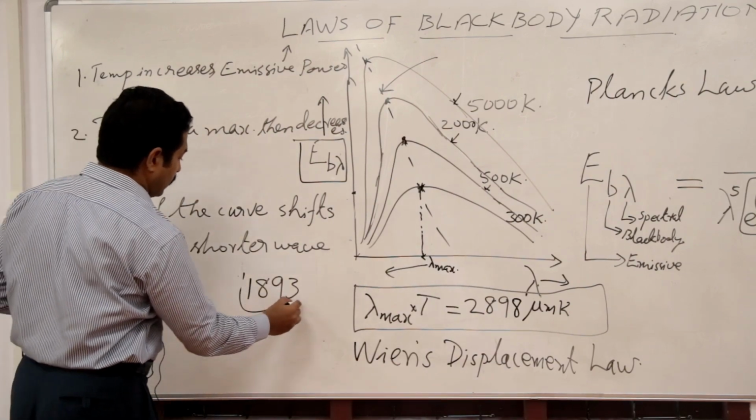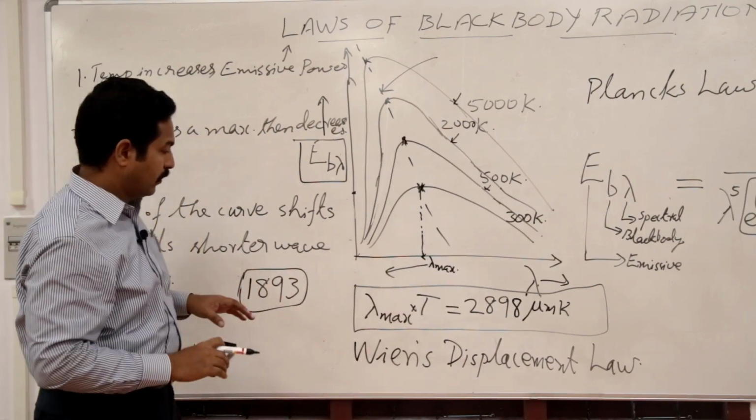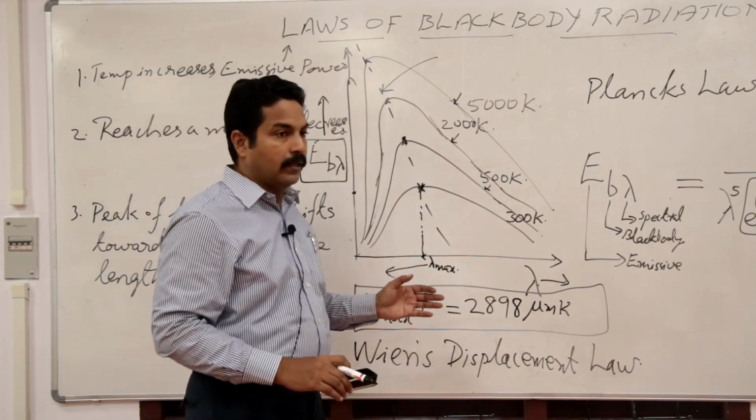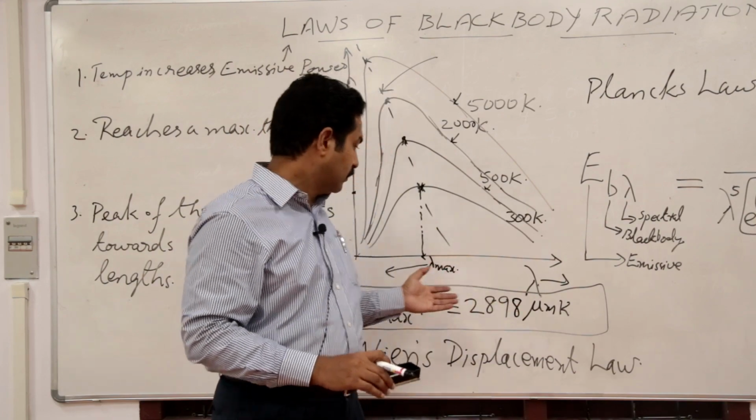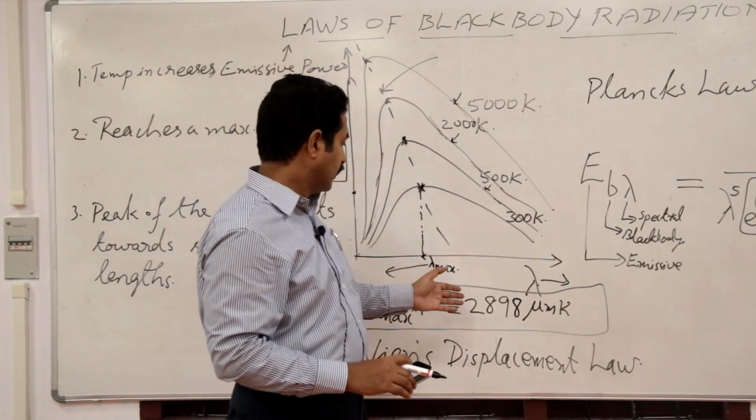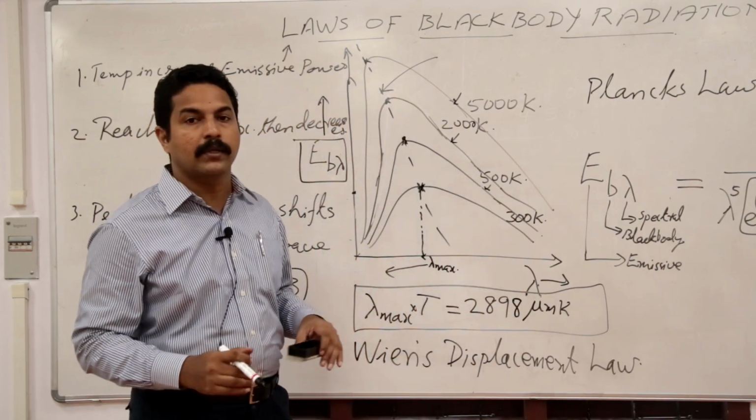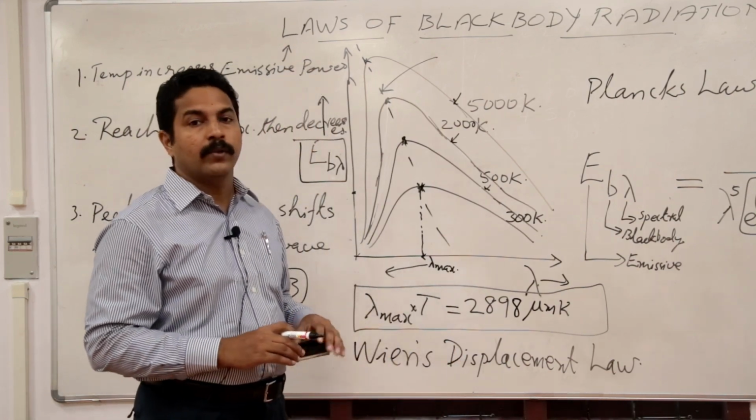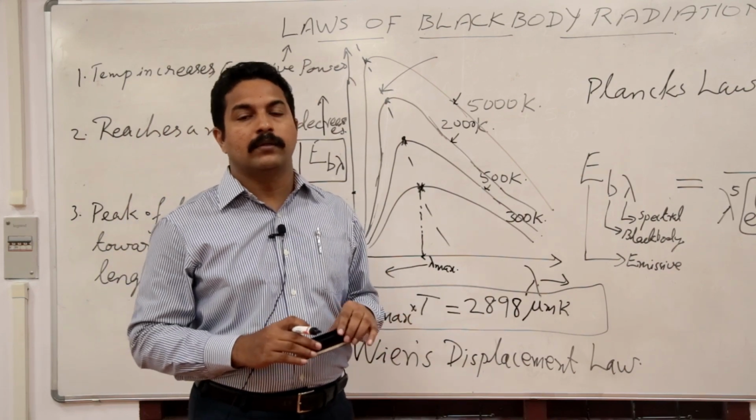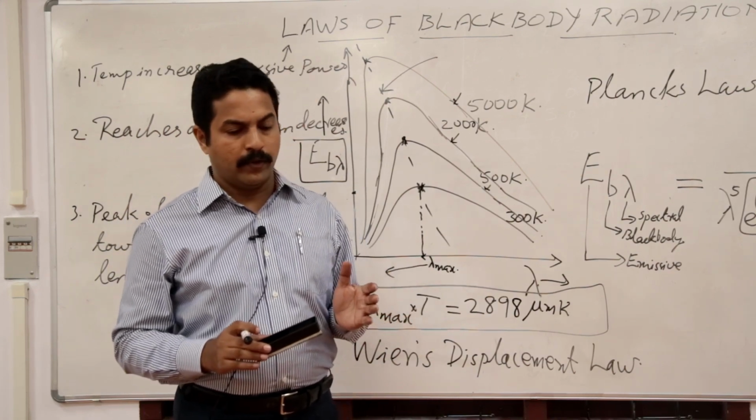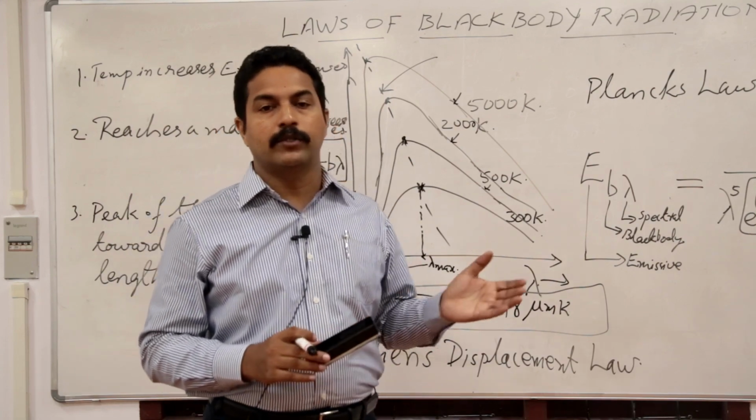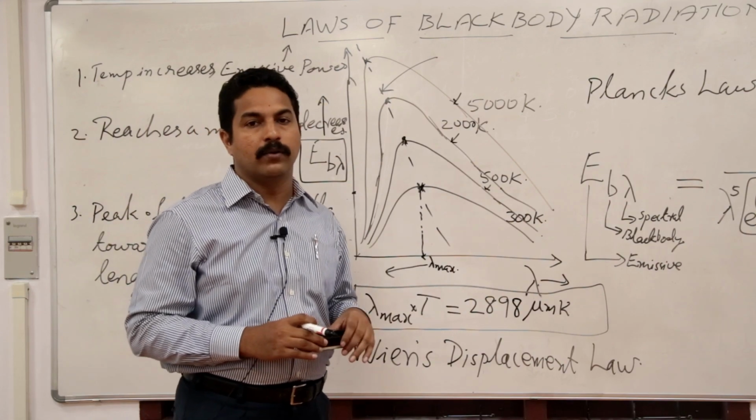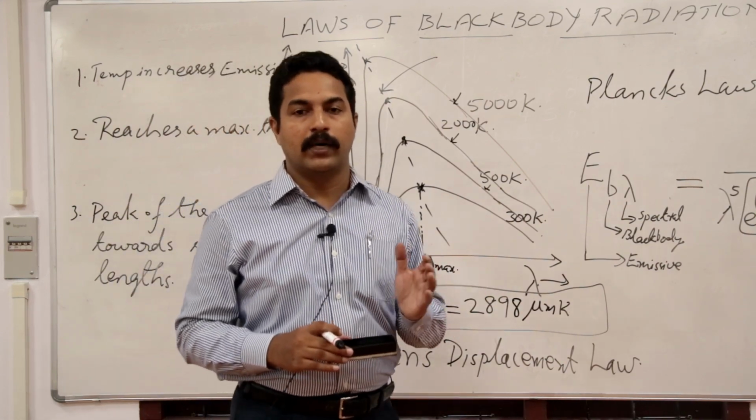So in 1893, the German scientist Wien formulated lambda maximum into T is 2897.6 micrometer Kelvin. So we usually take it as 2898 micrometer Kelvin. So this is Wien's displacement law. Already we learned Planck's distribution and the Stefan Boltzmann law, then this Wien's displacement law. So almost three laws on blackbody radiation we have discussed.